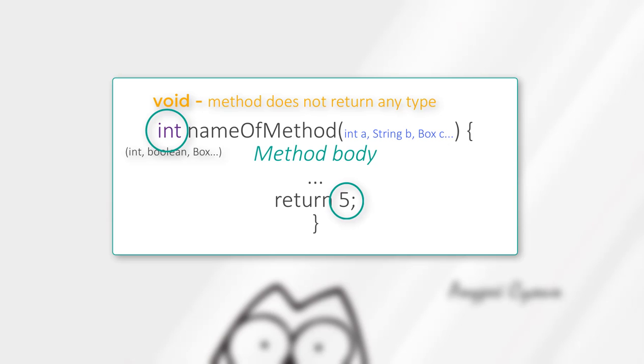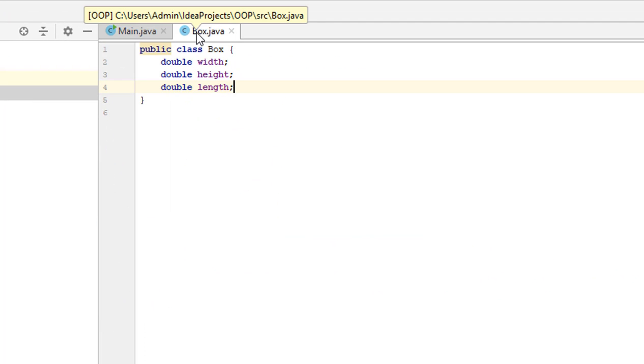Let's now see how it works on the example of our class Box, which we created in our previous lesson. For now, it only contains fields. We used class Main to calculate the volume and print it out on the console. Let's now change it and add a method to calculate the volume and print it out. Open our class Box and create a new method.